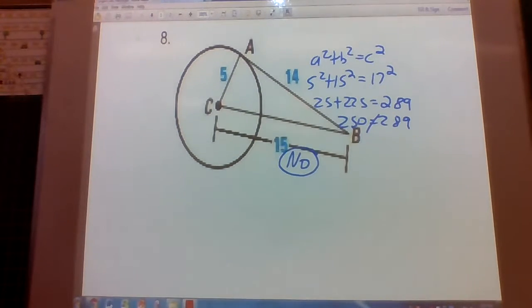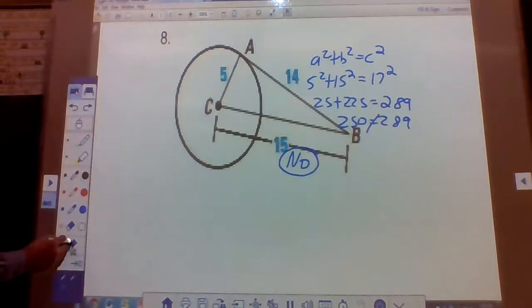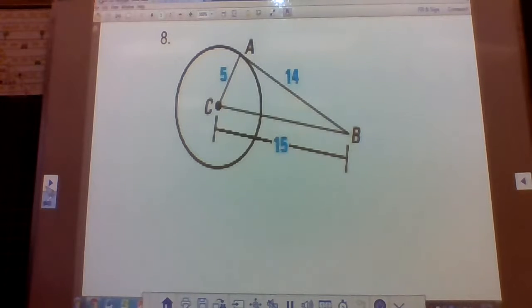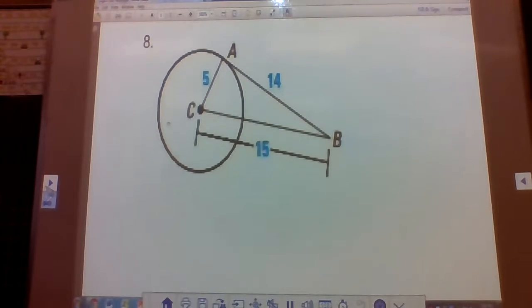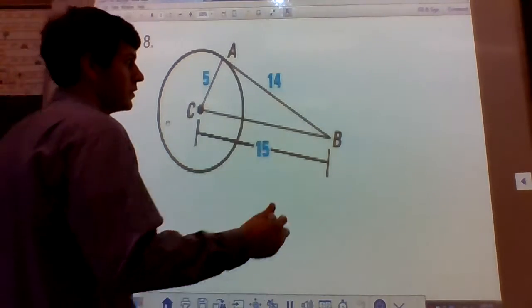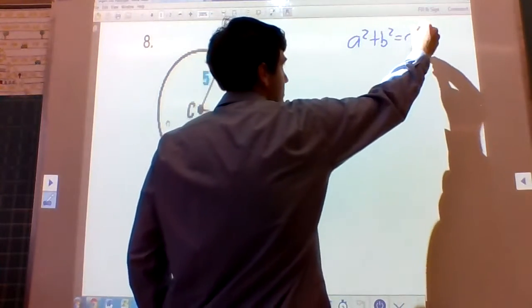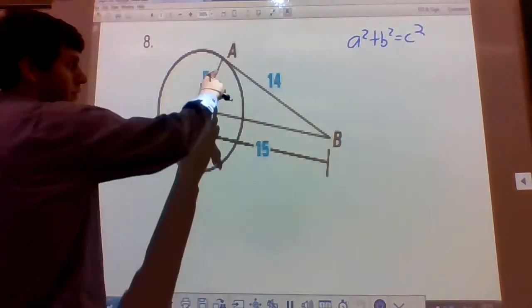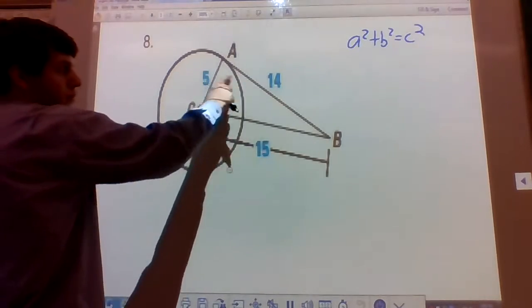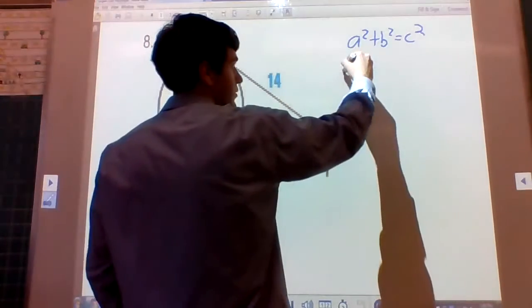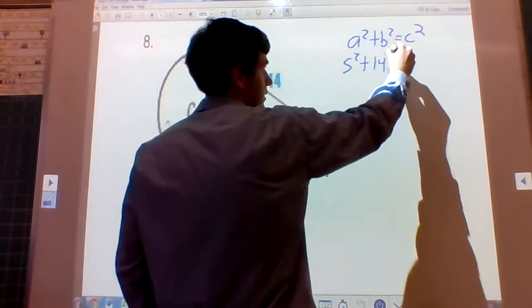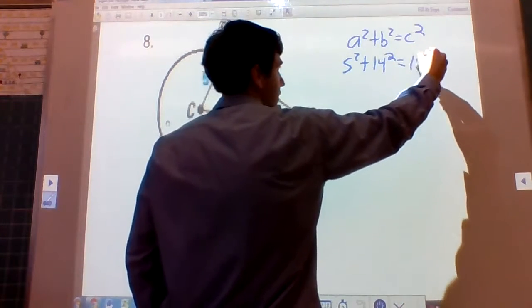Okay, number 8. Same thing, is AB a tangent line? We have to do the same thing. We have to use the Pythagorean Theorem and see if a squared plus b squared equals c squared or not. So is a squared plus b squared equal to c squared? Again, this would be the angle in question, so the legs for that triangle are 5 and 14. So does 5 squared plus 14 squared equal 15 squared?